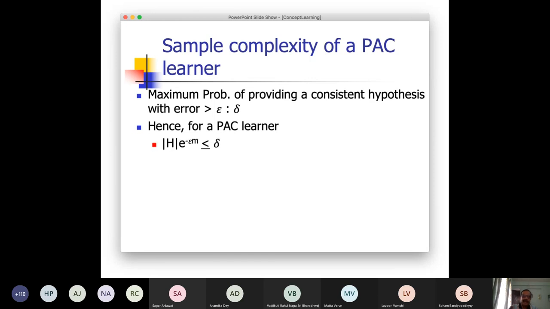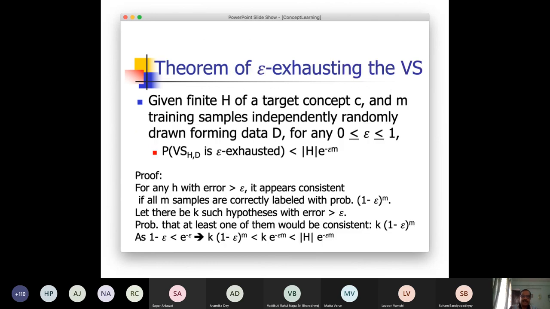delta, and hence for a PAC learner, this value should be less than or equal to delta. So that is the implication.